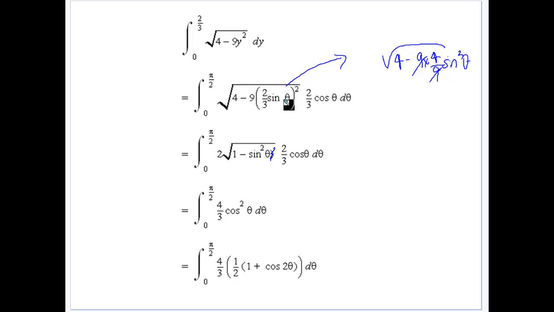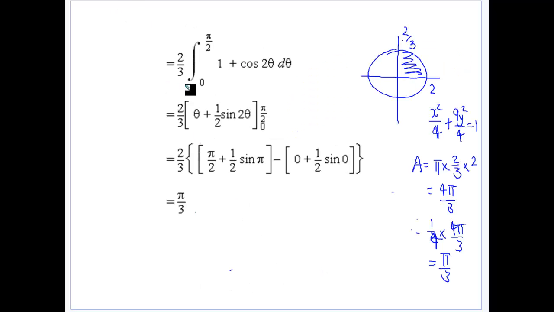So 2/3 sine theta times 9, all squared. The 9's cancel, and I can factorise that 4 out and take the square root. It gives me 2. We've got the 2/3 cos theta, so the 2/3 times 2 becomes 4/3, and that's cos squared theta underneath. So we take the square root, multiply it by the cos theta, which gives us cos squared theta, and we're doing like we did before. Cos squared theta becomes 1 half of 1 plus cos 2 theta. Then we're able to integrate that function to theta plus a half sine 2 theta. Substitute 0 to pi on 2, and it gives us pi on 3.